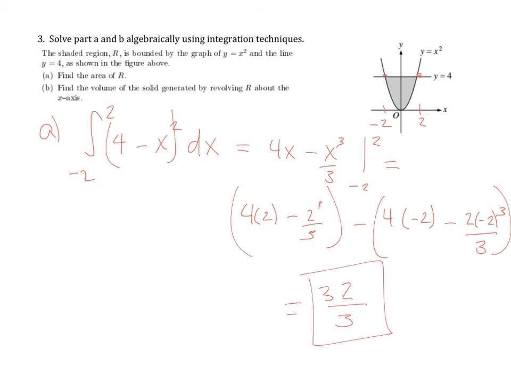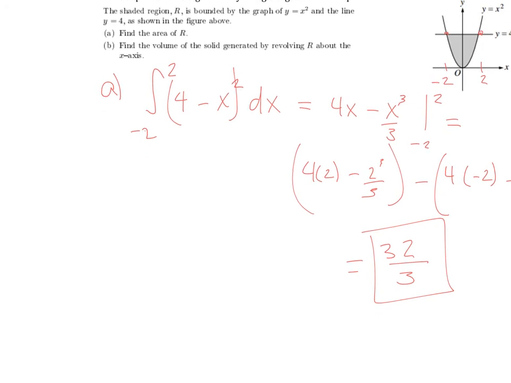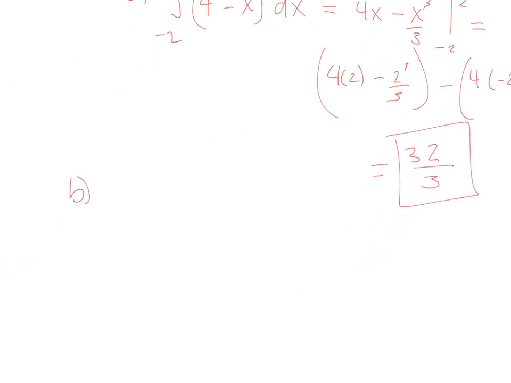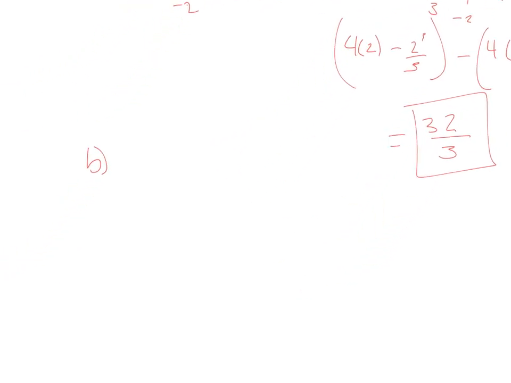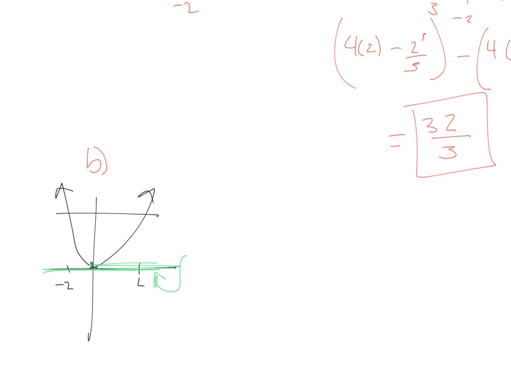So that's your area. Now part B asks you to find the volume, revolving it around the x-axis. Let me just draw a picture over here. So here's y equals 4. This is -2 to 2. We're revolving it around the x-axis. If it's a horizontal rotation like this, you are using the washer method.